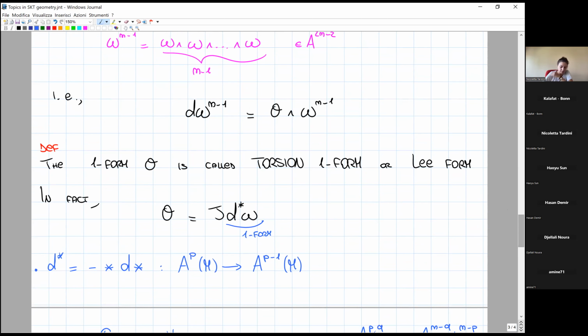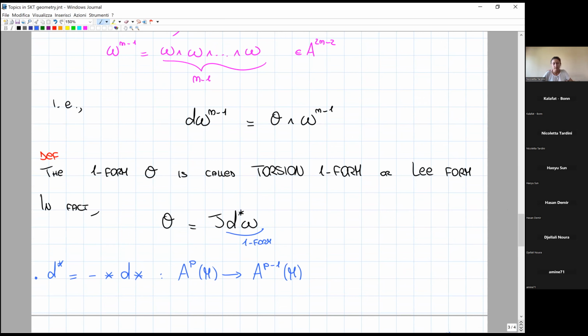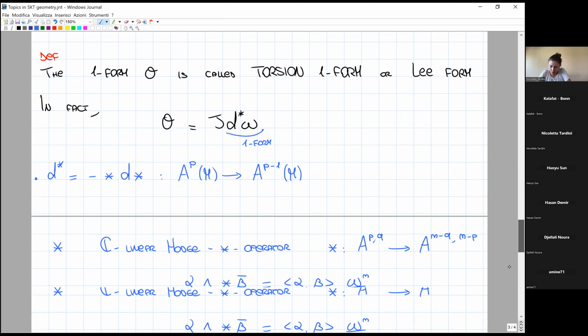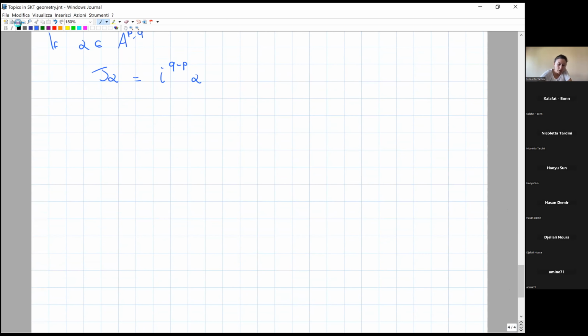So every time you have an Hermitian metric, you have this one form, the Lie form. Okay, so now let me move on. We will use this Lie form in the following. So now let me talk a bit about connections, affine Hermitian connections.